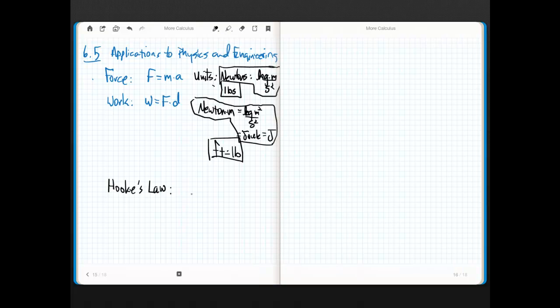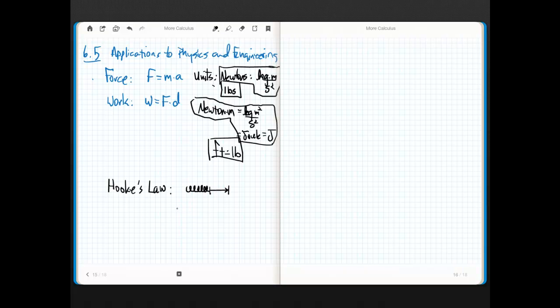Hooke's law is really simple. It simply says, given a spring, let's say that this is a spring in its natural position. If I stretch this thing out, what does that take? It takes force. It also takes work, right? It's going to take some work to be able to do this, if you think about it.